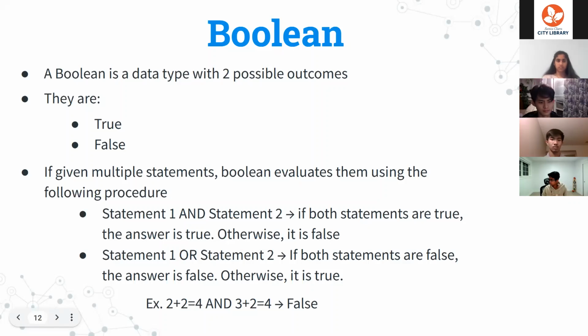Now, if we have two statements and an or in between them, both statements have to be false for the answer to be false. Otherwise, it's true. For example, in our second example, we have 2 + 2 = 4 or 3 + 2 = 4. Now, 2 + 2 = 4 is true, while 3 + 2 = 4 is false. So this is a true or false, which evaluates to true since there's an or in between them.